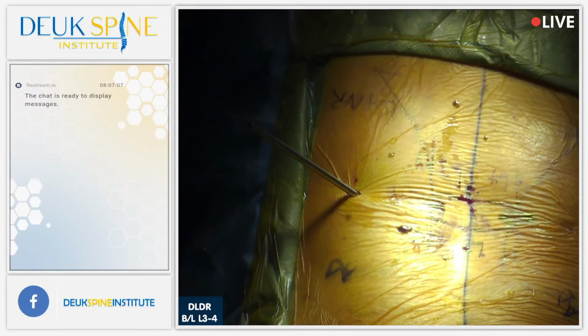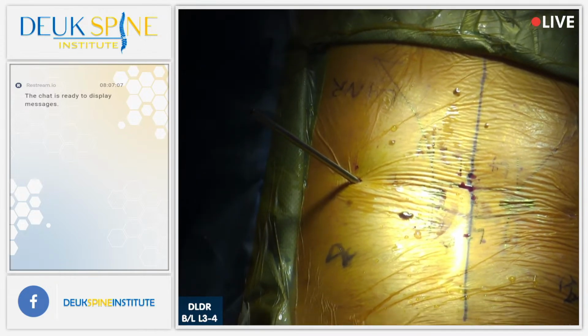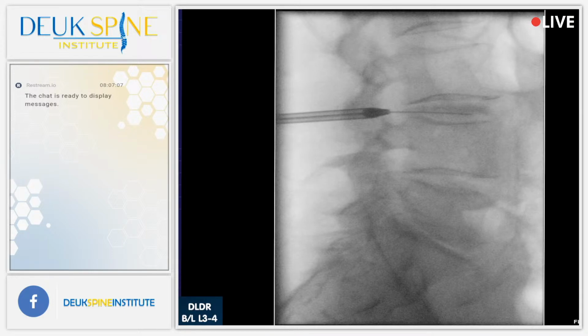Shot? All right, you can see the tip of the dilator sliding down the guide wire. We're now in the foramen and heading towards the back of the disc where the herniated disc is.